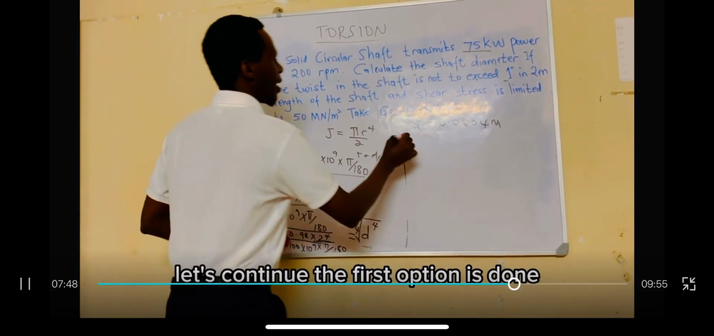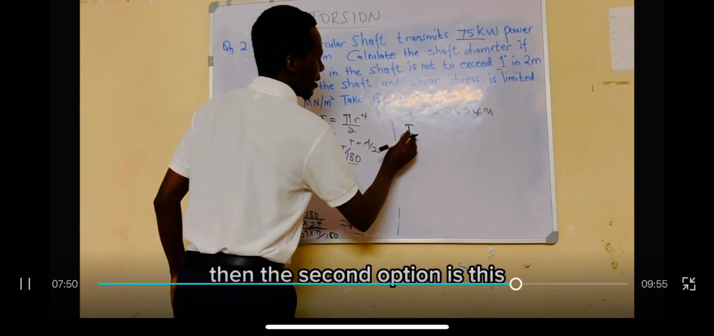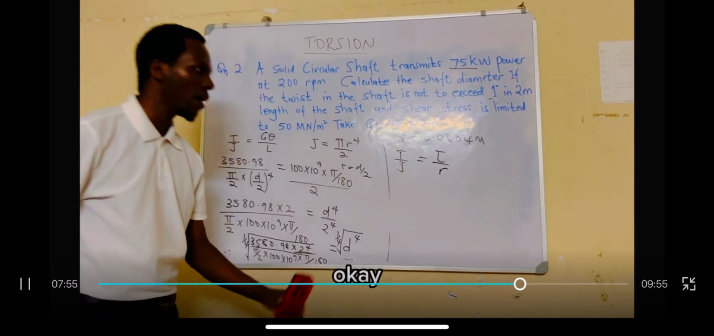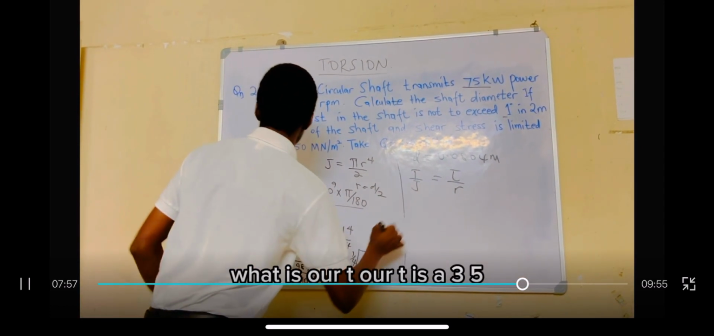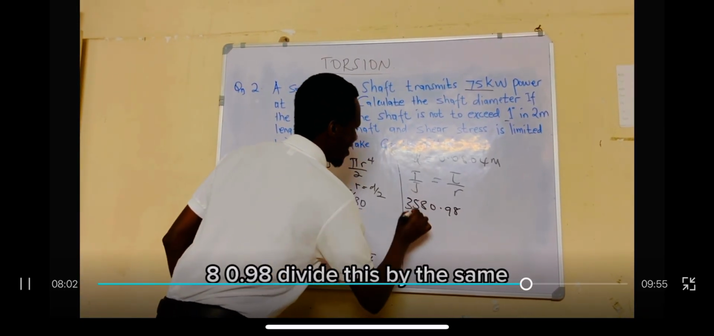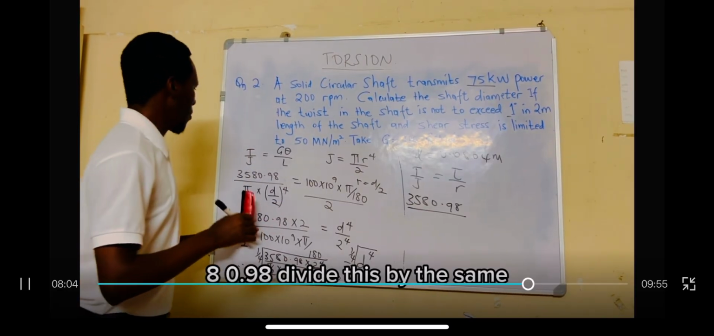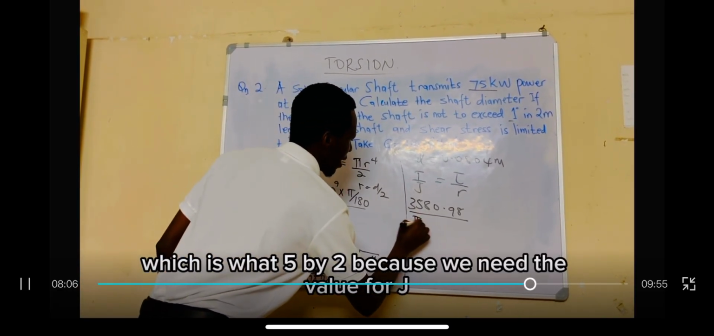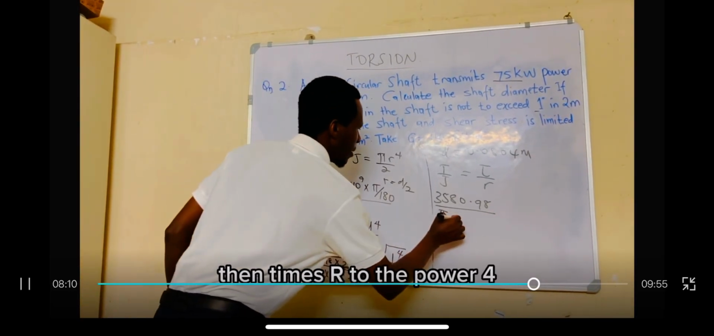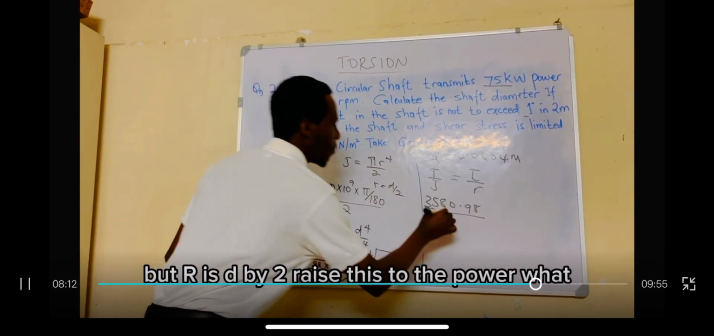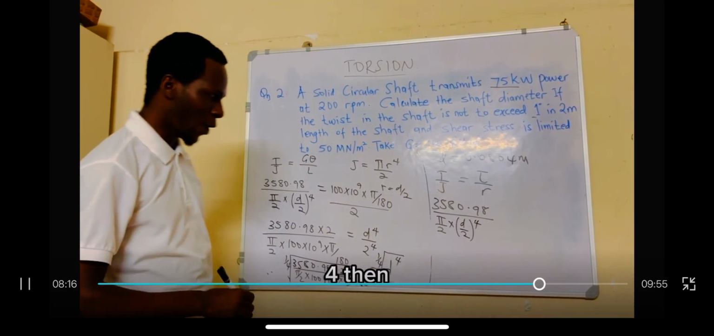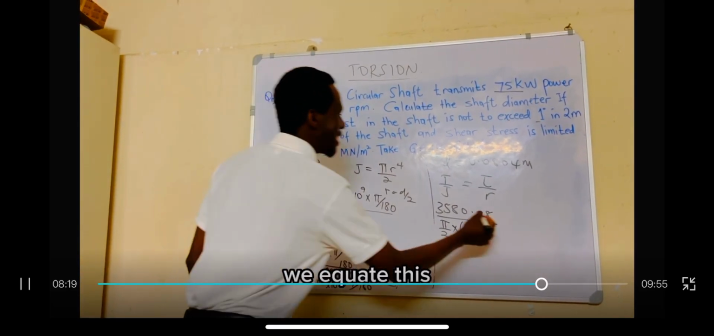Let's continue. The first option is done. Then the second option is this. What is our t? Our t is 3580.98. Divide this by the same, which is pi by 2, because we need the value for j. Then times r to the power 4, but r is d by 2. Raise this to the power 4. Then we equate this.